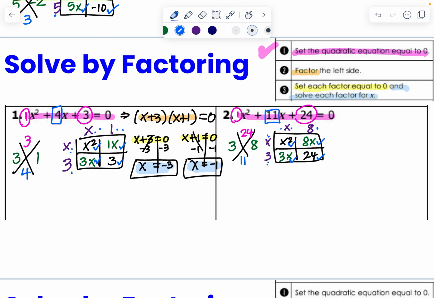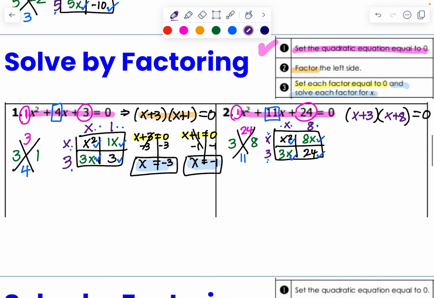Okay, step 1, set the equation equal to 0. It was given to us. Step 2, factor. So once I've done the x box, I need to write my equation in factored form. I haven't actually factored it until I write it in a set of parentheses. This is going to be x plus 3, x plus 8. Remember, if there's no numbers in between here, no signs, they're positive. If they were negative, you would have factored out a negative. So, boom. Step 2, factor our equation.